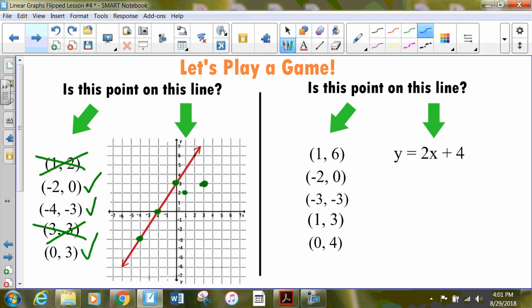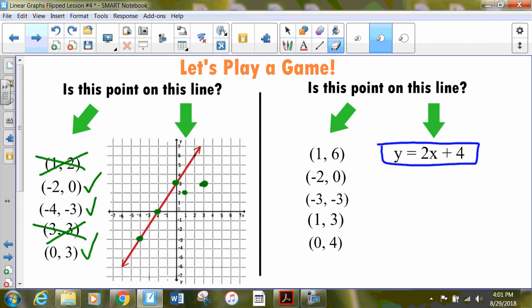And this is: is this point on this line? And you're like, well, Ms. Overby, this isn't a line. And you're right, it's an equation that represents a line. We know that if we graphed it, we would see that it's a line. So this is a different game, and I'm doing this because you're going to need to be good at this on your test and when you do math in the future.